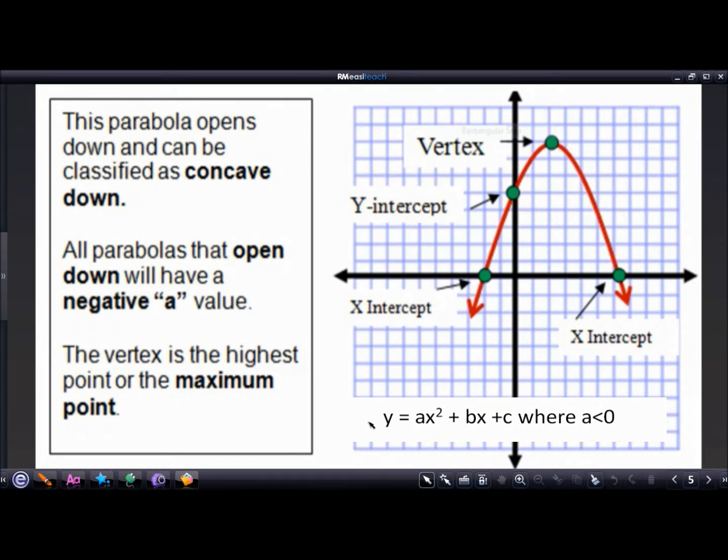Again, in general, we should memorize, if we have a quadratic function y equals ax squared plus bx plus c, where a is less than 0, then it will be concave down. Therefore, there will be a maximum value achieved at the vertex.